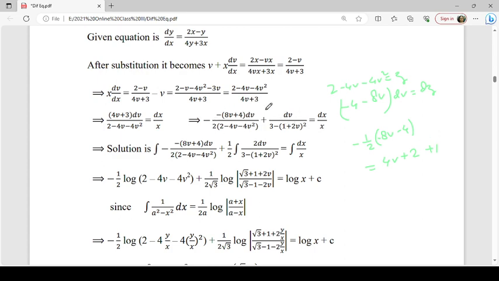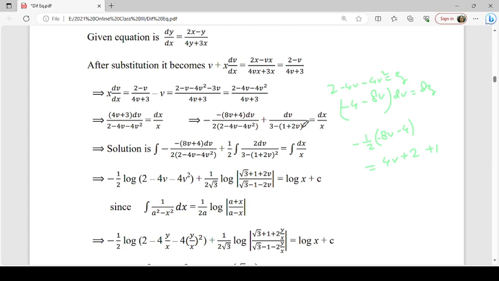Now this is by substitution, so this becomes z, this is dz, and this we do by some other rule. So this is z, this is dz, half is here, so it is minus half, and this is dz by z, so it is log of z, so log of 2 minus 4v minus 4v square. This part is done. Then next we are making it as a square minus x square form.